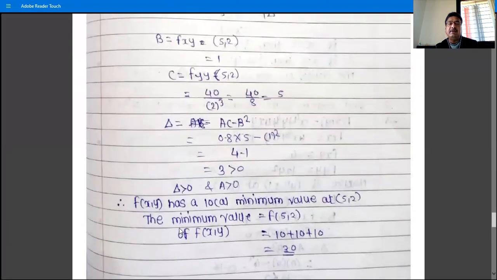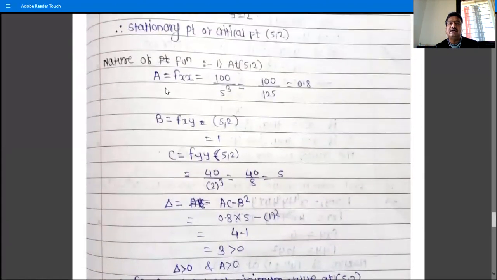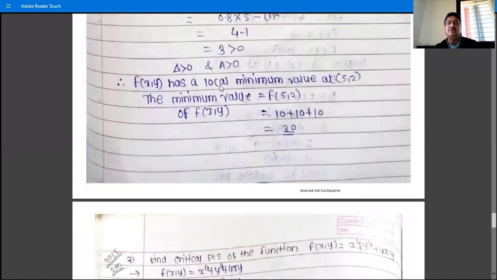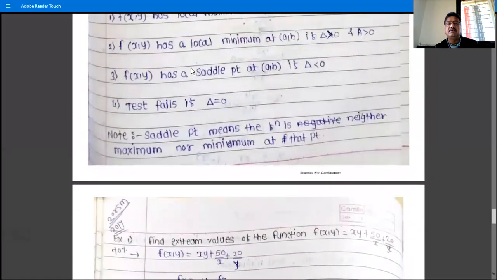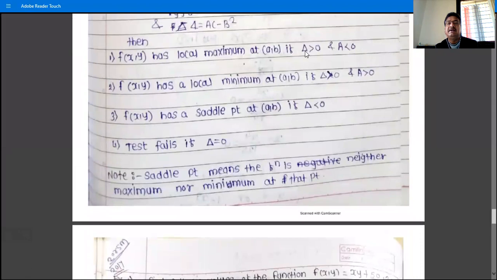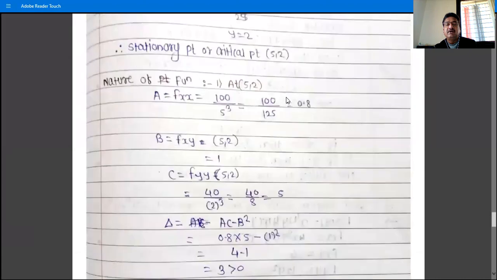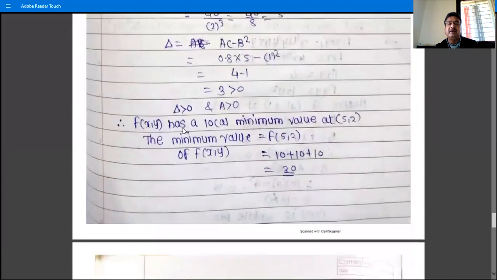So delta is greater than 0. And what is the sign of A? A is greater than 0. So f(x, y) has a local minimum value at (5, 2) because of this sufficient condition: if delta is greater than 0 and A is also greater than 0, then at that point the function has a local minimum value. So f(x, y) has a local minimum value at (5, 2) because delta is greater than 0 and A is greater than 0. And the minimum value of the function is what?